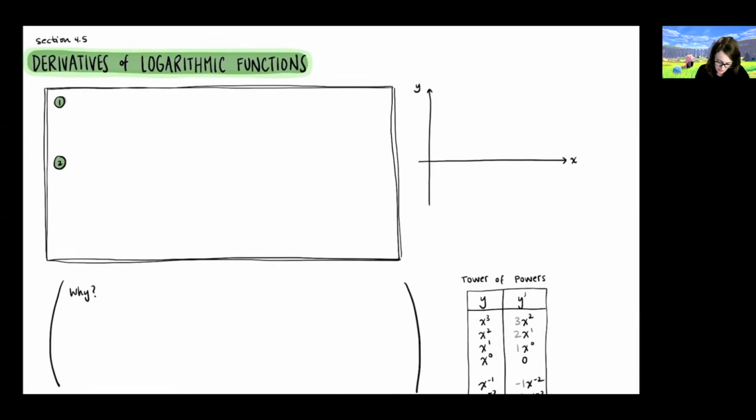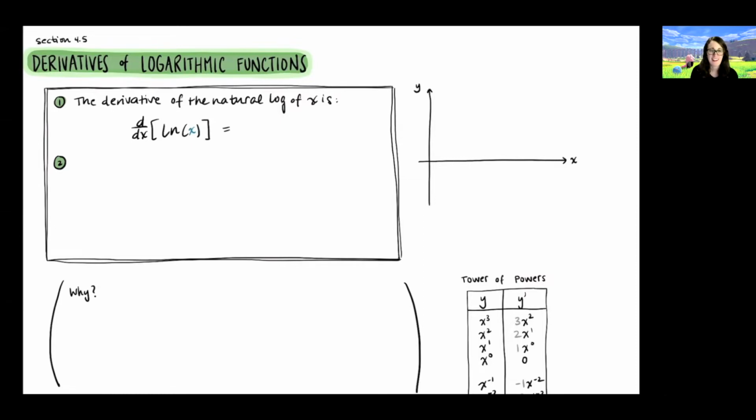Okay, so the first derivative rule is how we differentiate the natural log of x. So this is pretty much our last derivative rule, the last kind of function that we're going to learn how to differentiate. Okay, so d/dx of the natural log of just x, simple plain old natural log of x.